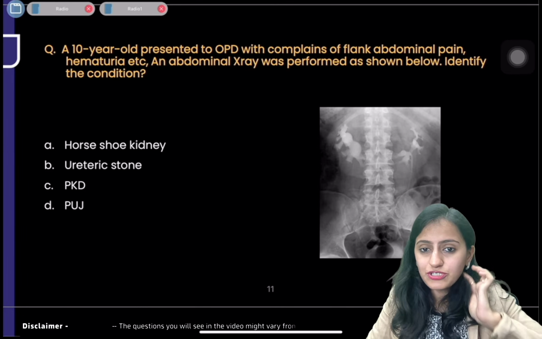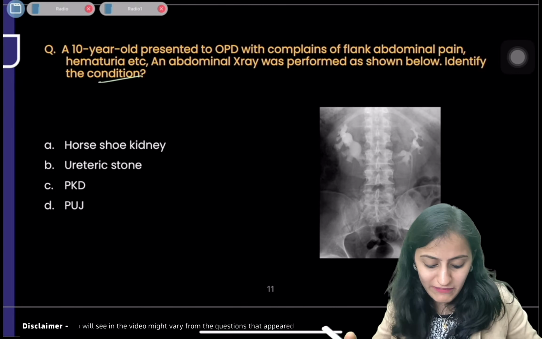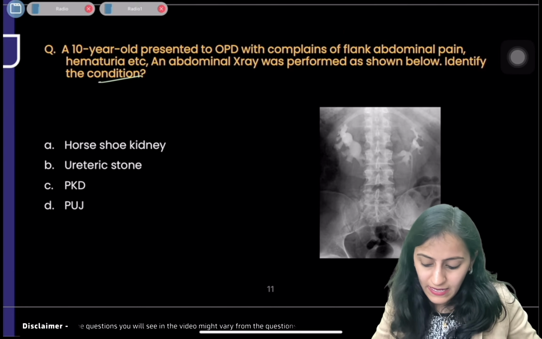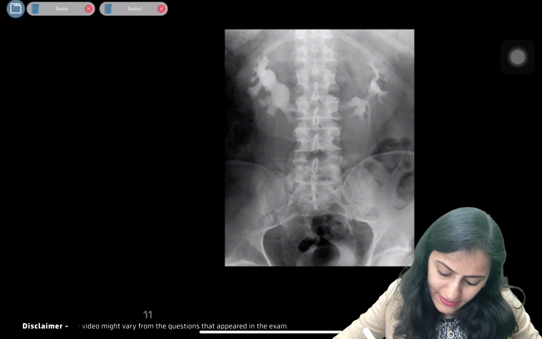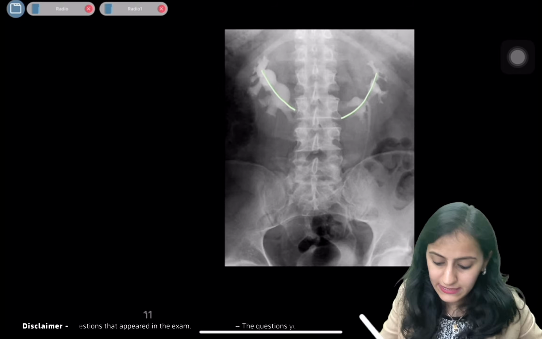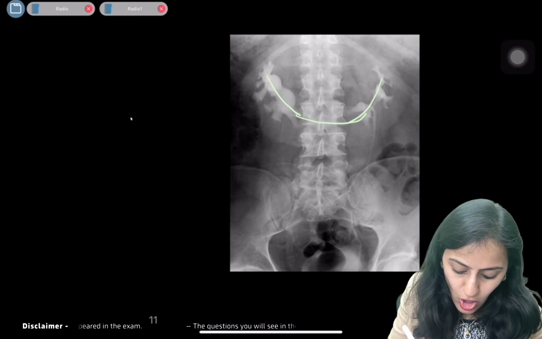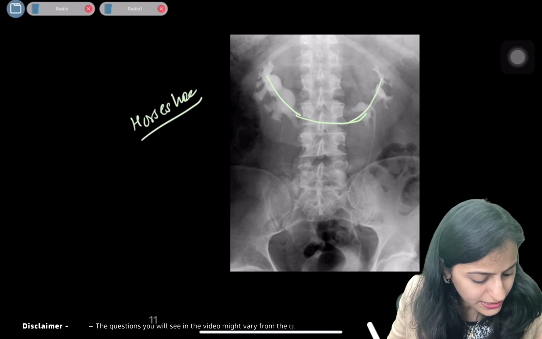This is the image, and again the question is identify the condition. This is actually an IVP that has been performed. And what do we see here? Look at the orientation of the kidneys. They are coming medially and it seems like a horseshoe kidney. Okay, this is the horseshoe kidney.